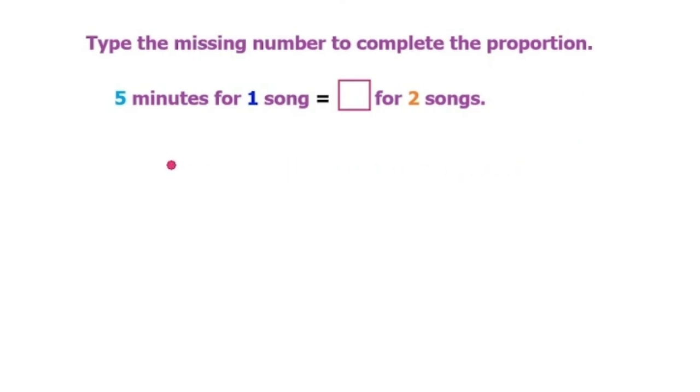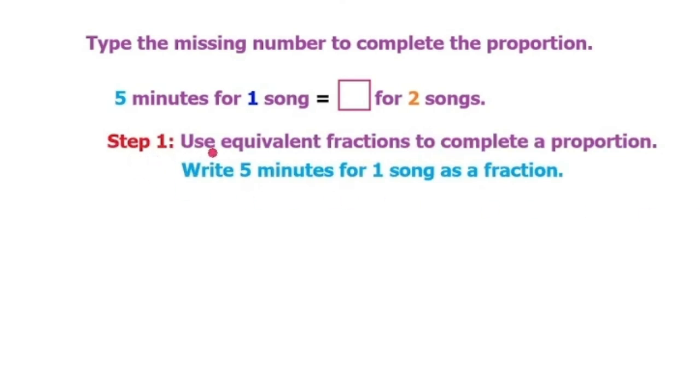And a fraction is really just a rate, right? Something over another number. So if we have this, it says 5 minutes for one song equals blank for two songs. So the first step is to use equivalent fractions to complete a proportion. So write 5 minutes for one song as a fraction. So that looks like this.